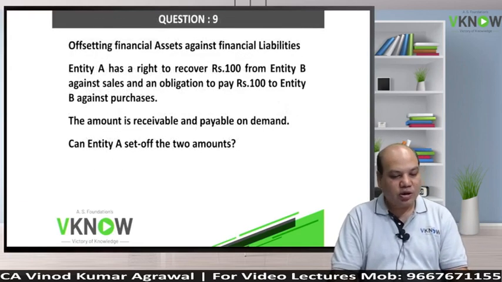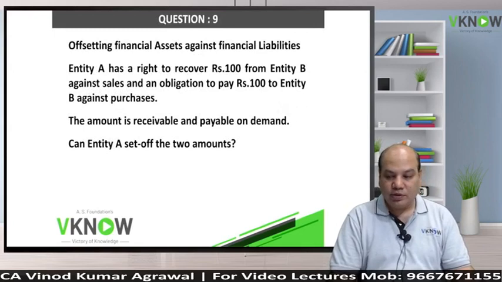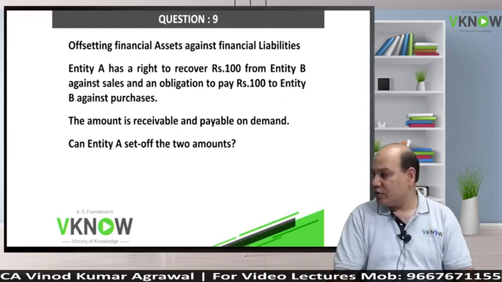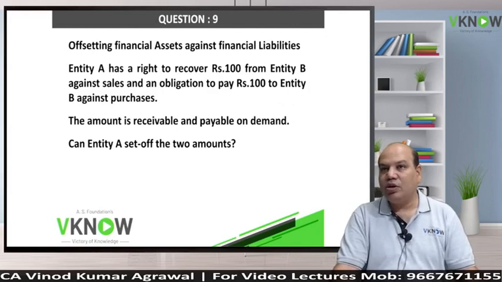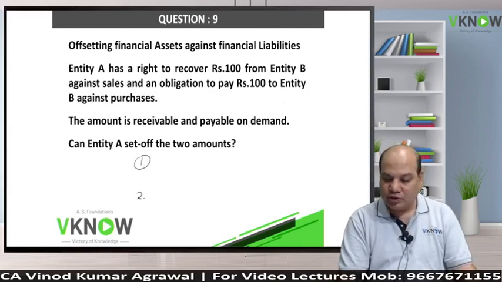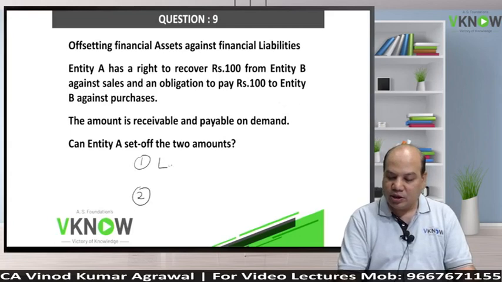Okay, there is a question number 9. I have tried to put one question on every concept for revision purpose, theory backed by problems. Offsetting financial asset against financial liabilities. Entity A has a right to recover rupees 100 from entity B against sale and an obligation to pay rupees 100 to entity B against purchases. The amount is receivable and payable on demand. Can entity A set off the two amounts? So this question is nothing but you have to just answer by quoting the provision of the standard. There must be a legally enforceable right.